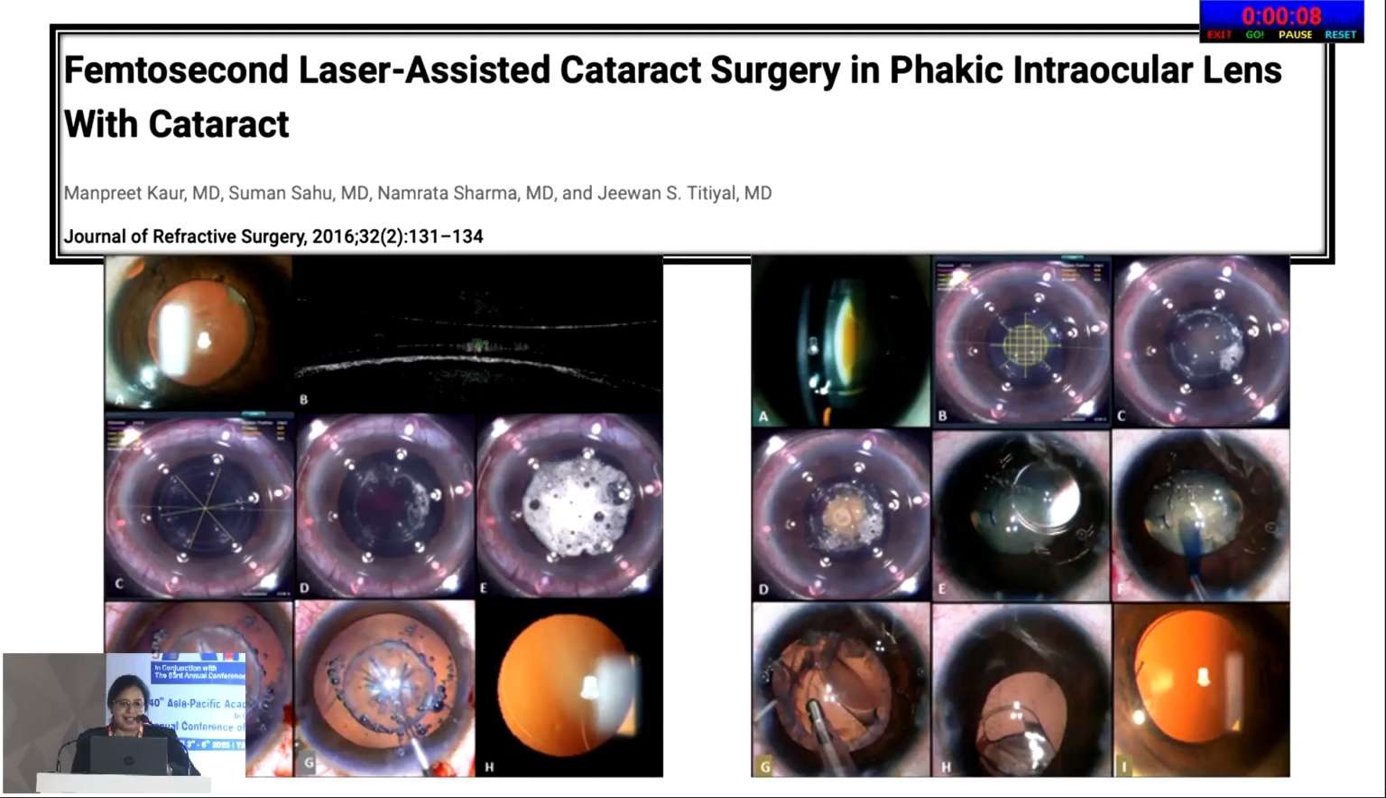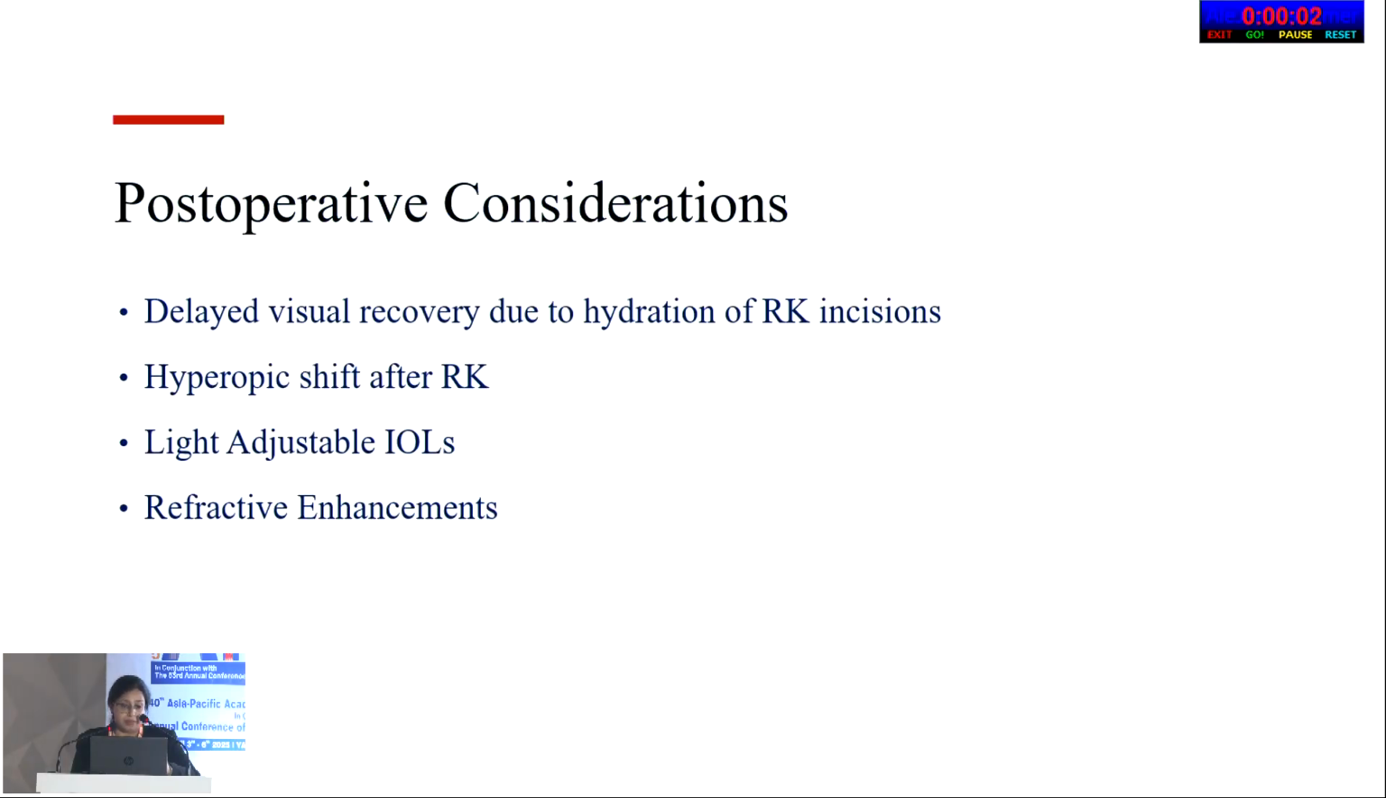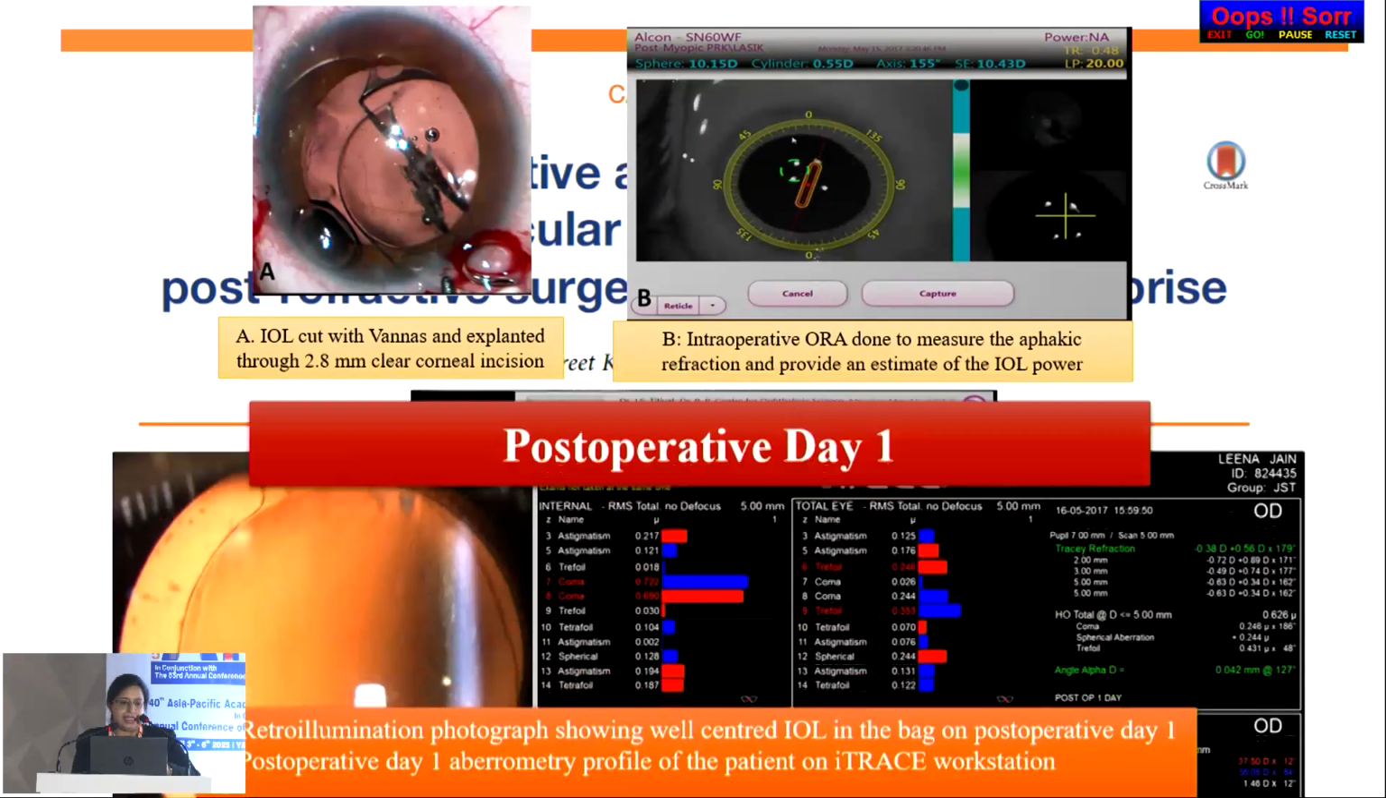Femtosecond laser-assisted cataract surgery has also been described in phakic IOLs, and post-operatively do consider a retinal screening. In post-RK cases, there may be delayed visual recovery or hyperopic shift, and light-adjustable IOLs can be done. Intraop aberrometry can help you if you get IOL surprises despite the best of calculations in some challenging cases.